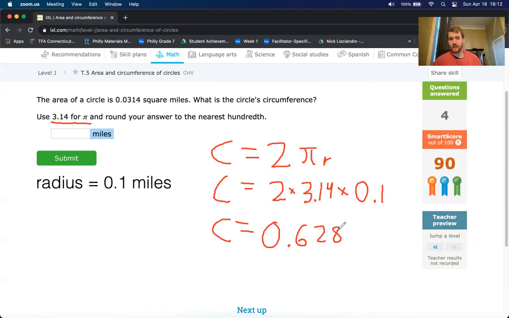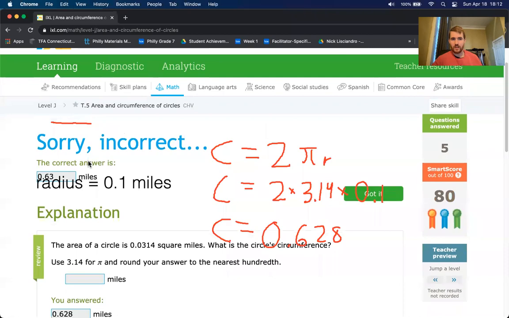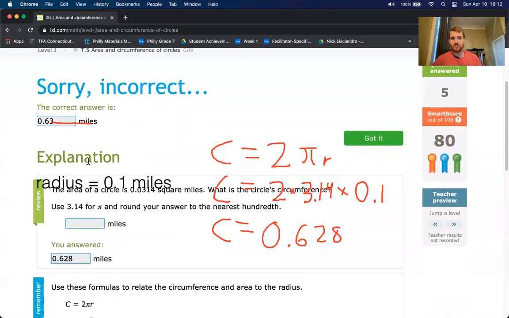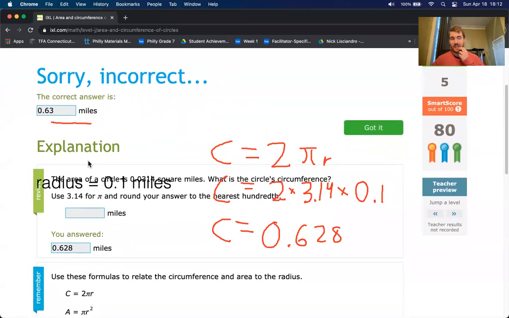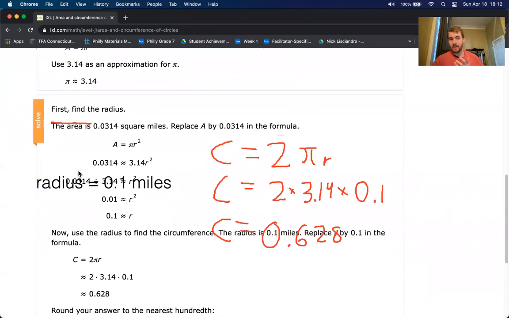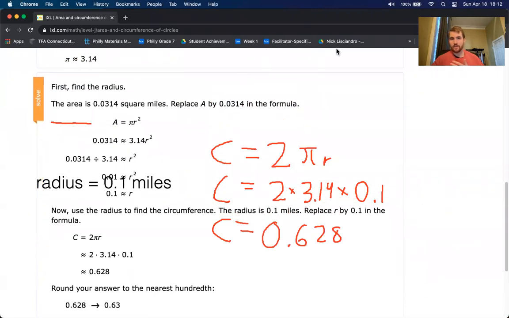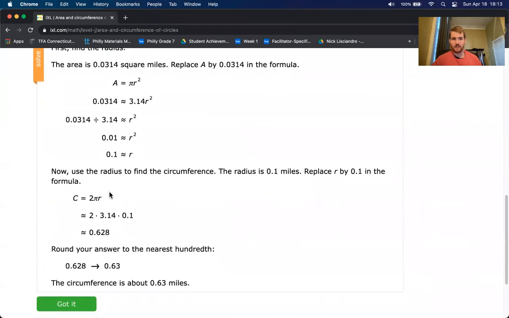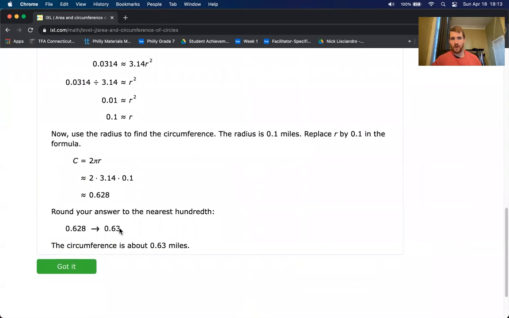Now, honestly, this is a long problem. I'm not 100% sure I got this right. So I'm going to check. I'll put it in, and if I made a mistake, it'll tell me what I did wrong. Sorry, it's incorrect. Oh, here's the problem. It wanted us to round to the nearest mile. So this is a very good lesson. We actually did have it correct, but it shows us all the work we did. And this is very useful. You can see it tells you how to find the radius, tells you how to find the circumference, but then it wanted us to round our answer to the nearest hundredth.